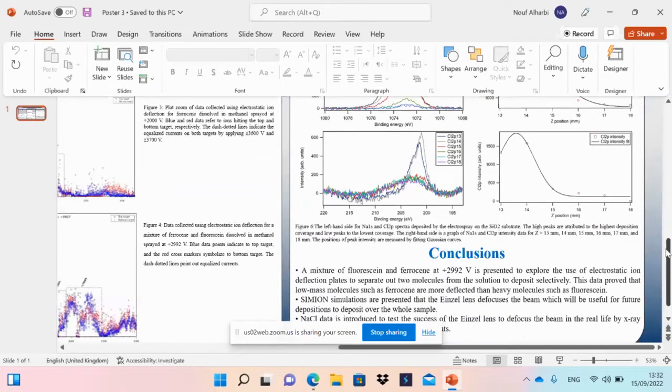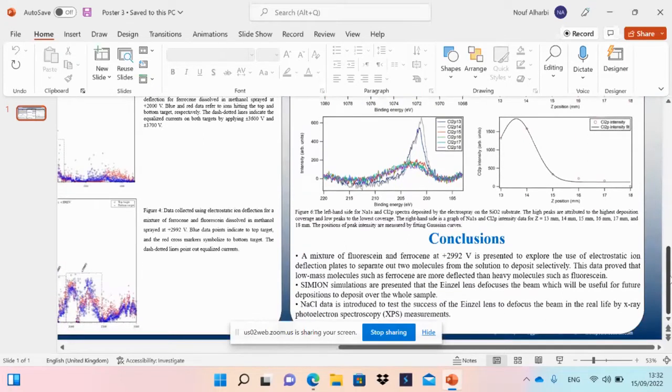The conclusion is that the mixture of fluorescein and fluorescence presents us the success of the experiment, that the lighter molecules are deflected more than the heavier ones. And the simulation, I mean the Einzel lens, we use to defocus the beam over the whole sample.